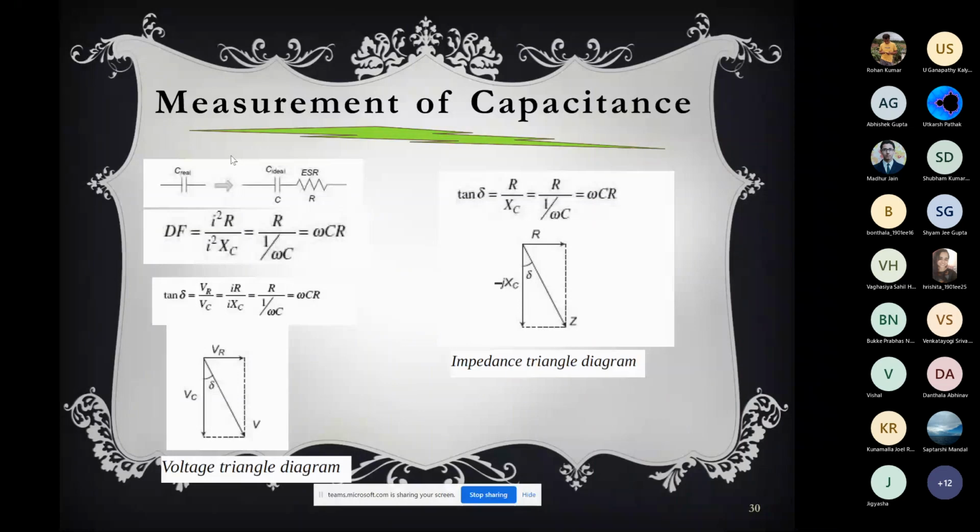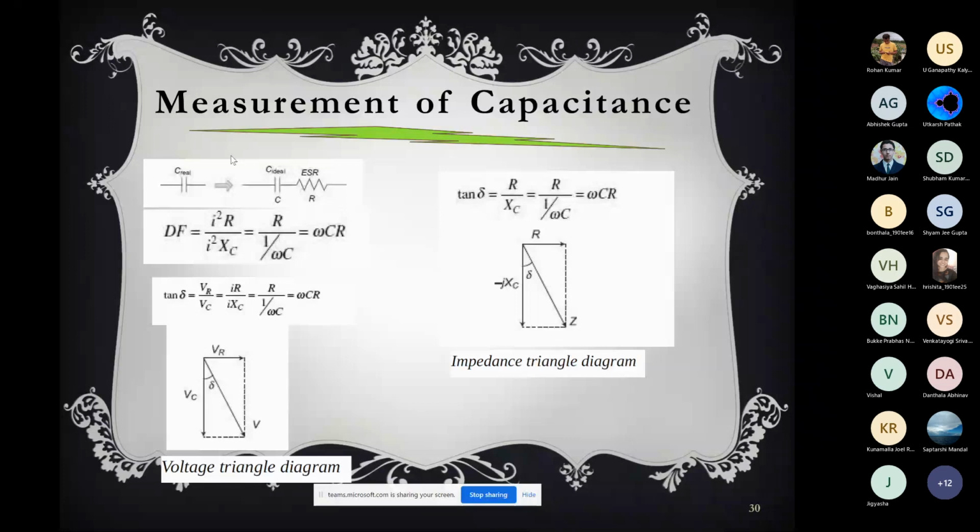DF means dissipation factor. That means how much dissipation will be happening. That will be the ratio between the resistance and the capacitance. So you see that the power loss in the resistance, if current I is passing through it, will be I square R. And if the current I is passing through the capacitance, the power loss will be I square XC. So I square will cancel out. So it will be R by 1 by omega C, so it will be omega CR. So dissipation factor, which is also very important, will be omega CR, that you have to note.